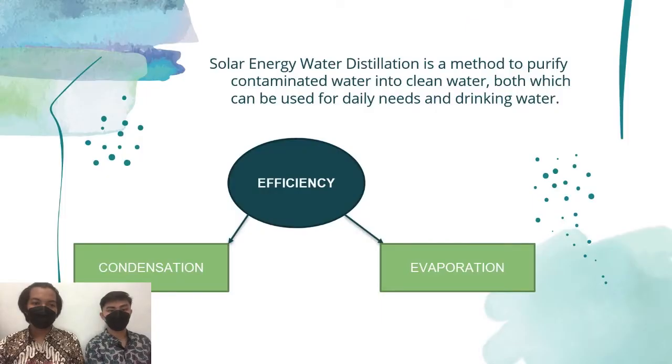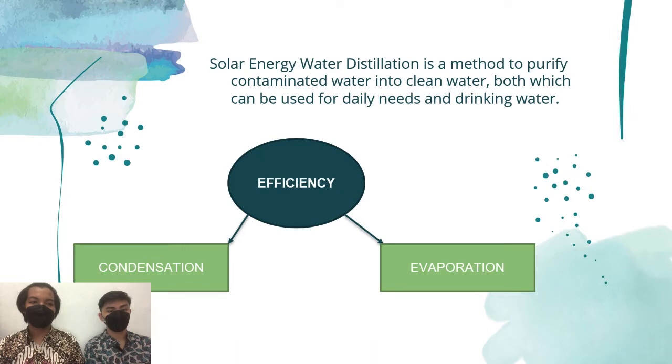There are many ways to get clean water, one of which is using solar energy water distillation. Distillation of solar energy water is one method to purify contaminated water into clean water that can be used for daily needs or drinking water. The distillation we use is a basin type solar energy water distillation. Basin type solar water distillation is a simple distillation device, but its efficiency is still low.